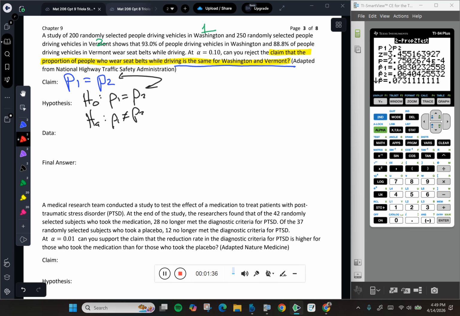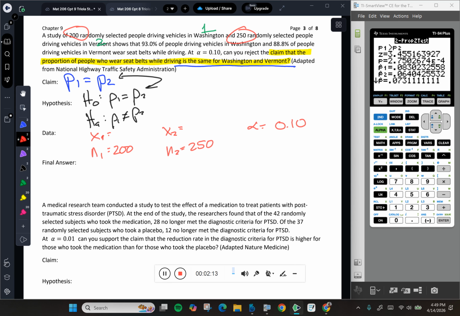Our data, I've done a couple of these, I know what I need. I need an X1, an N1, an X2, an N2, and I need an alpha level. Again, I'm lazy, I picked the easiest thing first. There's my alpha level. Let's look at population 1 data. 200, that's Washington, that's 1, so 200 is sample size 1. 250, that's Vermont, that's 2, so sample size 2 is 250.